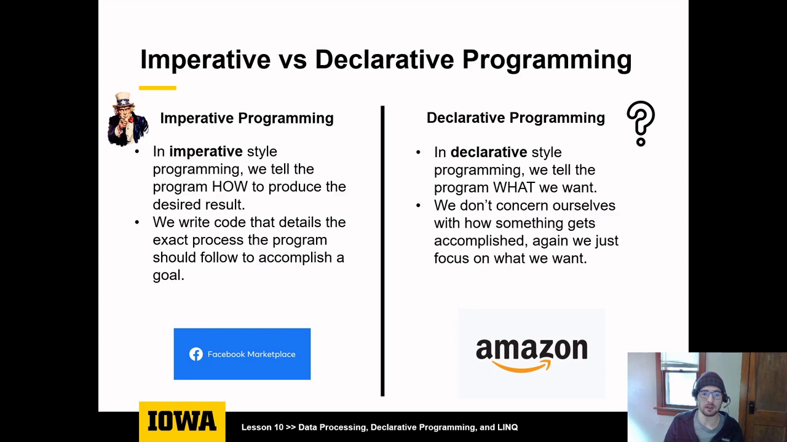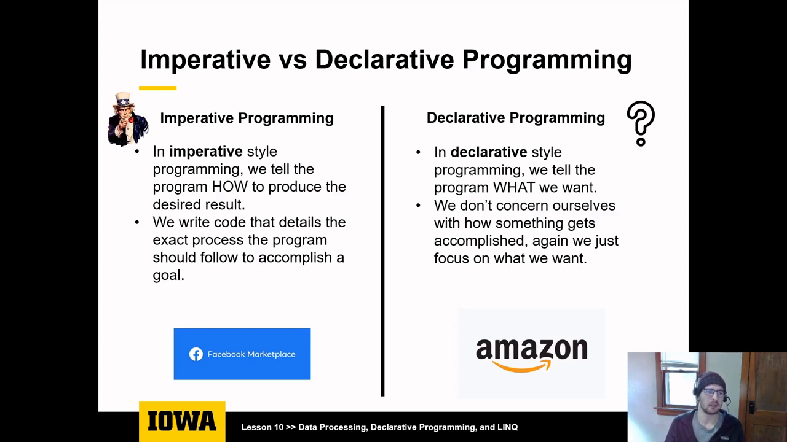In declarative programming, all we do is tell the computer or the program what we want, and we don't concern ourselves with how it gets accomplished. Okay. And so generally this means that imperative programming is longer. You have to write more code because you're trying to detail every step. With declarative programming, it tends to be shorter, more concise, sometimes a little bit harder to read, depending on the situation. But it's shorter because all we have to do is tell the program what we want.